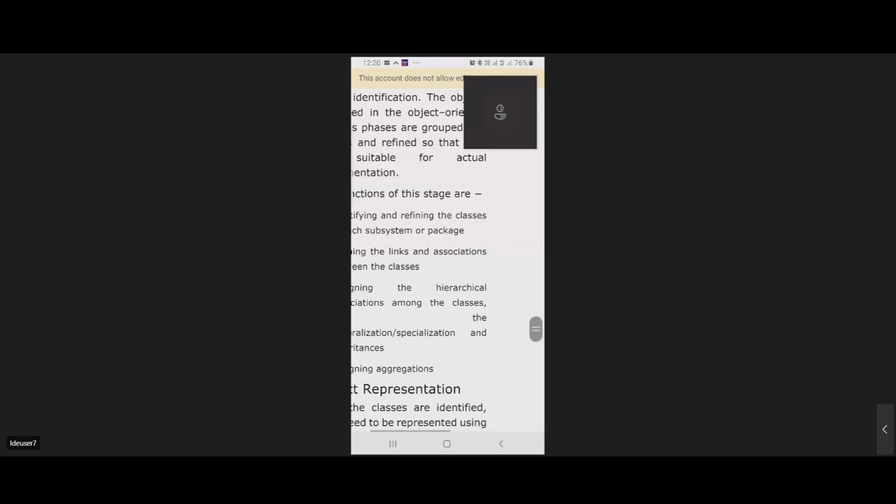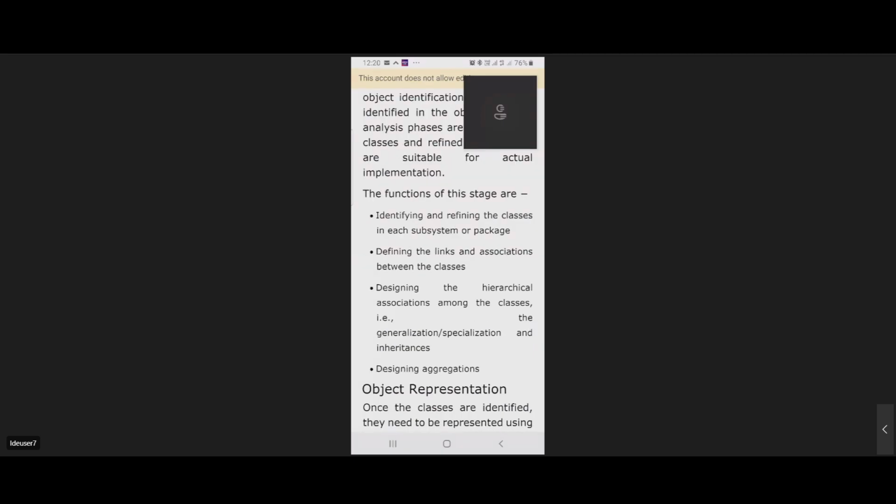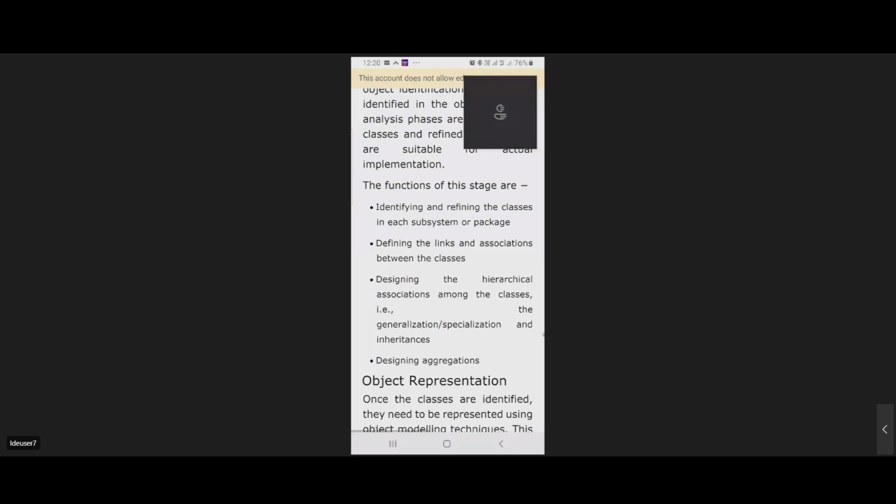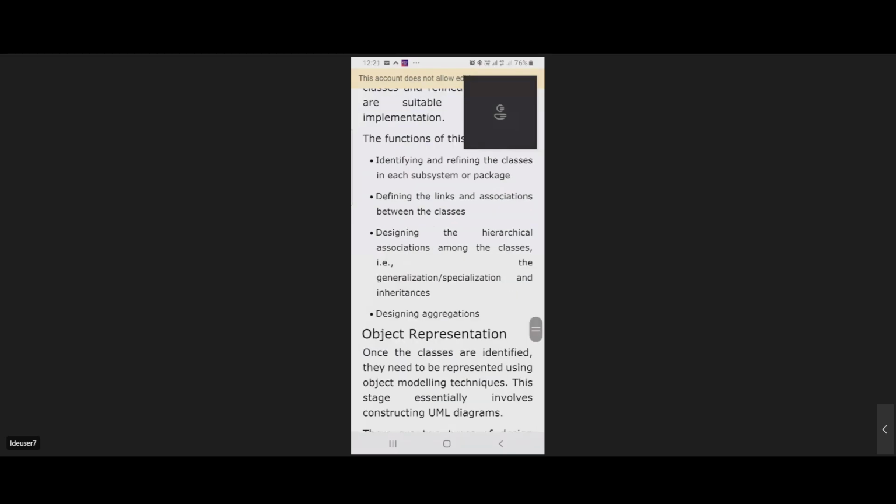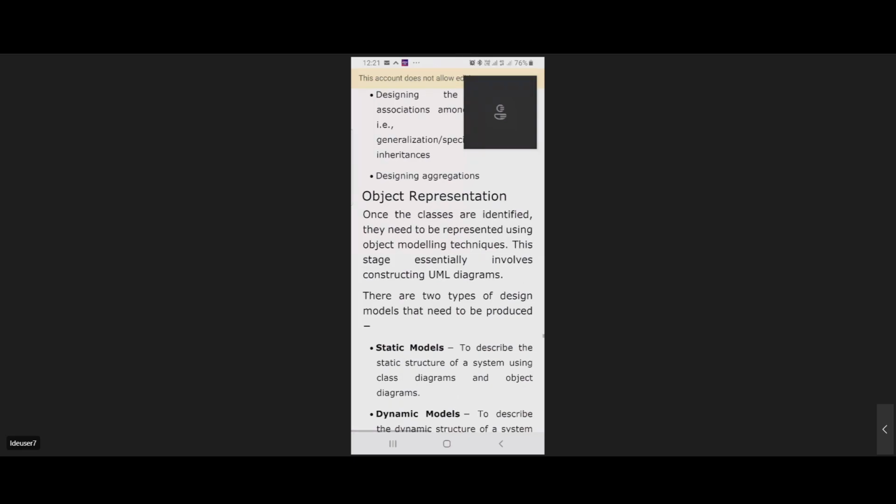So what are the functions of this stage? Identifying and refining the classes in each subsystem or package. Defining the links and the associations between the classes. Designing the hierarchical association among the classes, that is the generalization, association and the inheritance. Designing aggregations. Object representation means classes are identified, they need to be represented using object modeling techniques. In this stage, it essentially involves constructing UML diagrams.